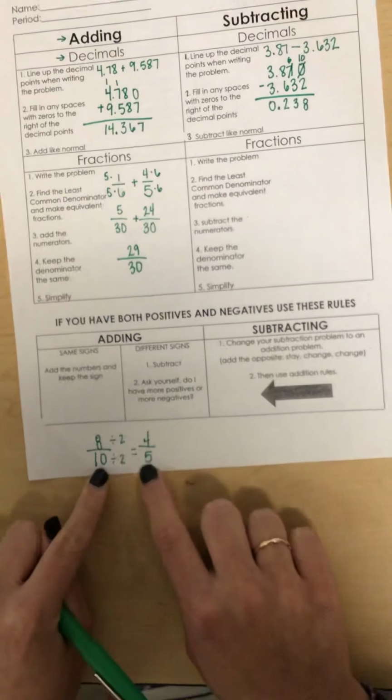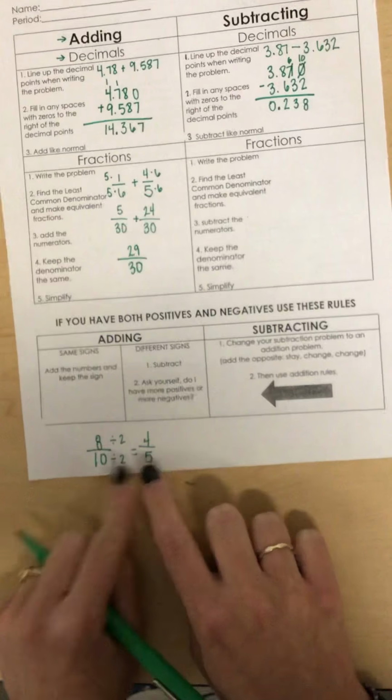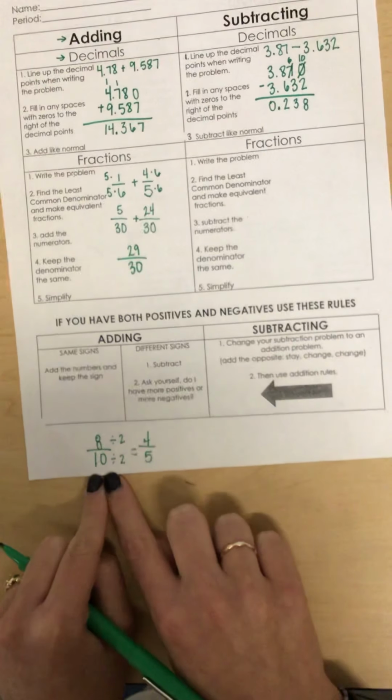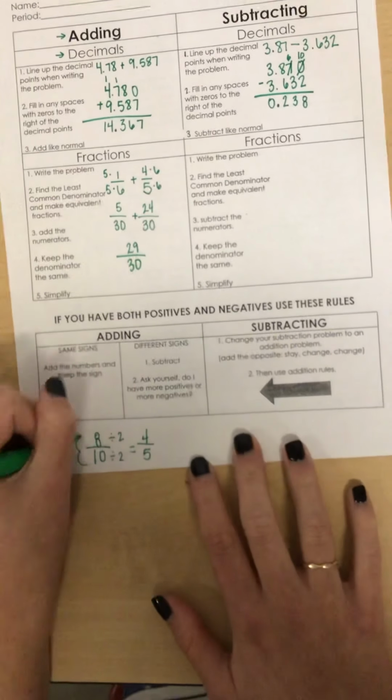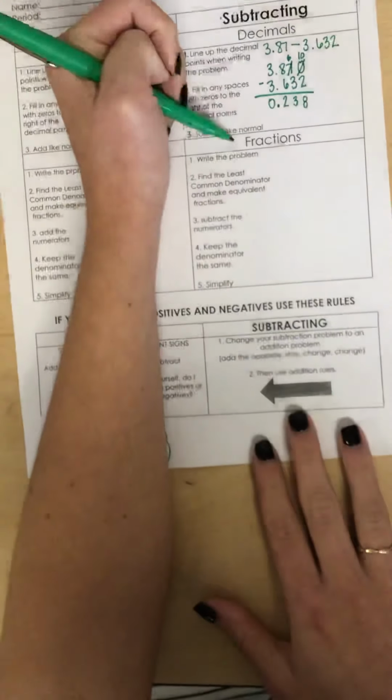So these two fractions, again, are equivalent. They are the exact same, except 4/5 is simplified and 8/10 is not simplified. Okay, so that's just a little simplify reminder if you need it. All right, and then we're gonna look at subtracting fractions.